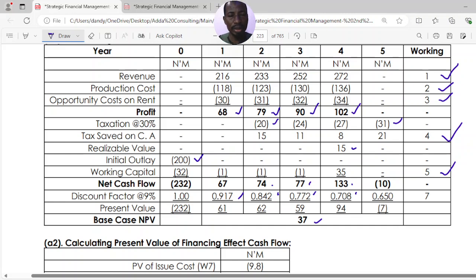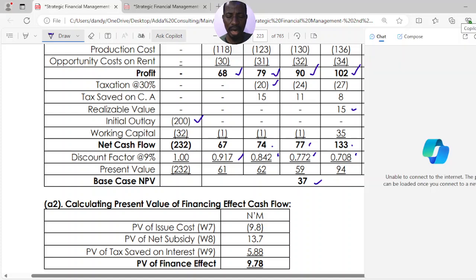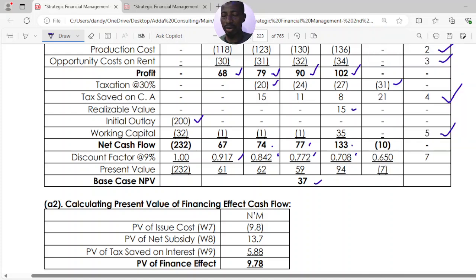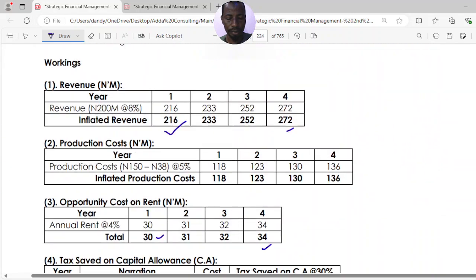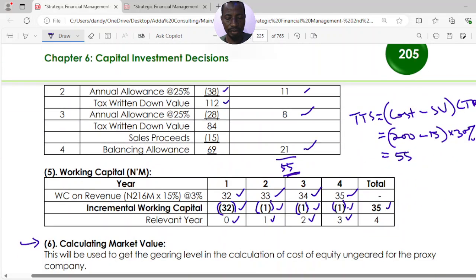That is one step in calculating the adjusted present value. Step 2 is to calculate the present value of financing effect cash flow. Now, how do I calculate the present value of financing effect cash flow? The first thing I need to do is to calculate the PV of issue cost. The examiner has told us that we should use net subsidy, so in that case, let us go and calculate the present value of issue cost first.